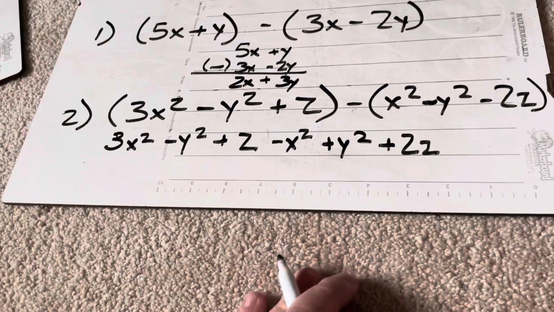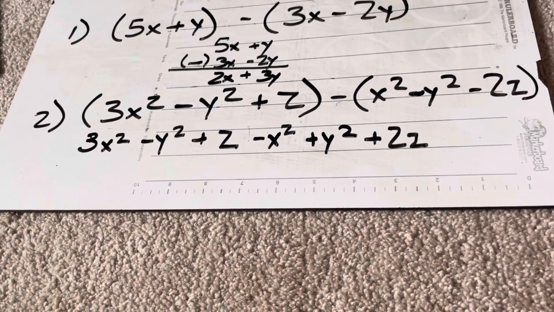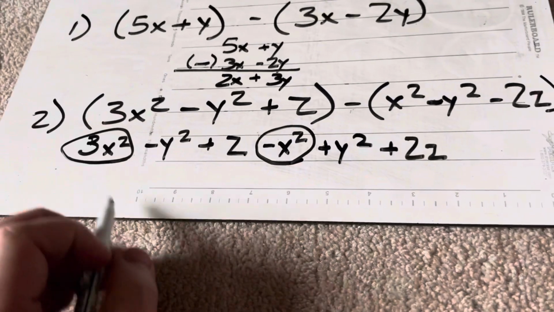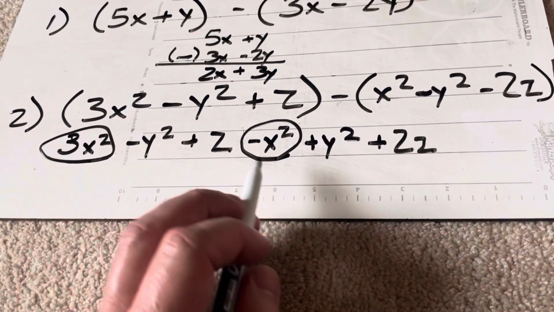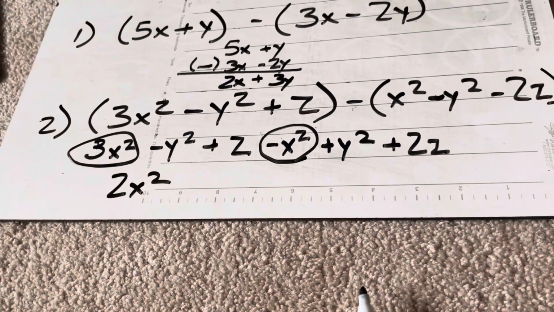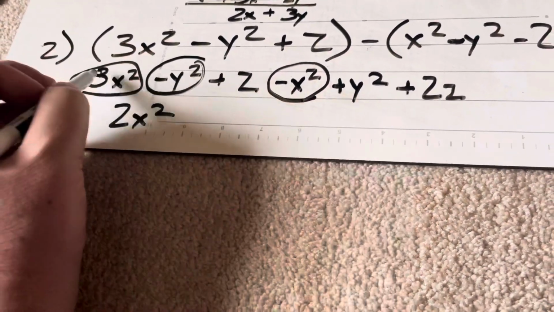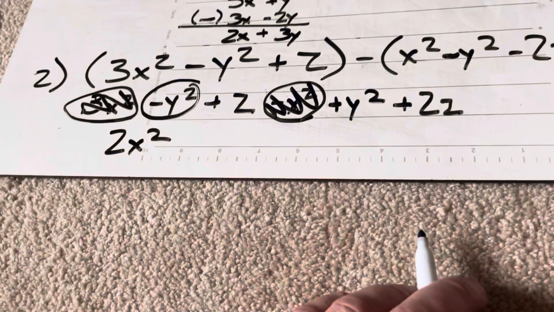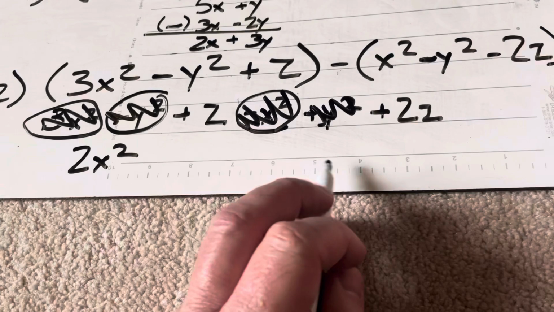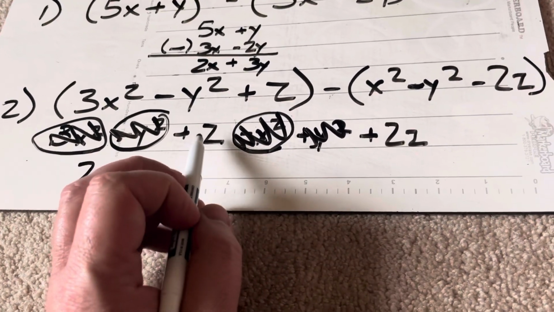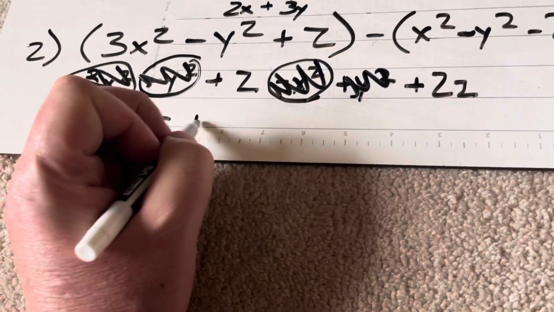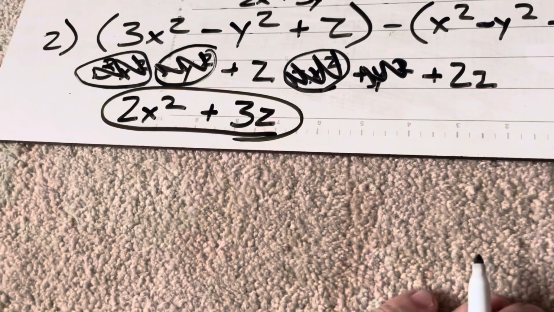All right, so now let's put things in order alphabetically and descending. The only x I'm worried about is this 3x squared and this negative x squared. So it's essentially a positive 3 and a negative 1. 3 minus 1 is 2x squared. And a negative y squared and a plus y squared just cancel each other out. Negative 1 plus 1 is nothing, so that's not even part of my answer. And then a plus 1z, remember there's a 1 when there's no number there, and a plus 2z. A positive 1 and a positive 2 make a positive 3z, and that's my final answer.